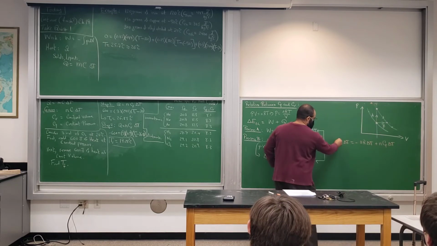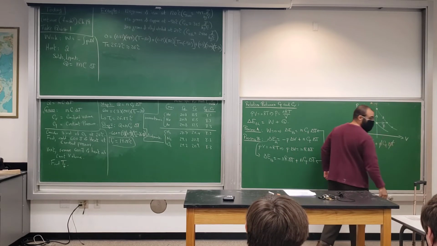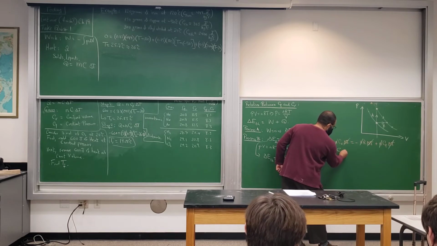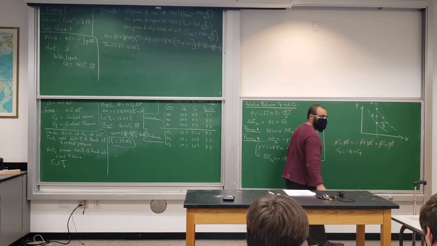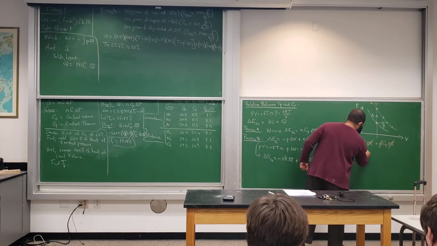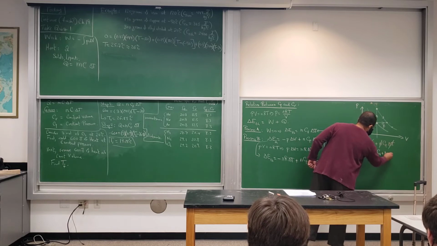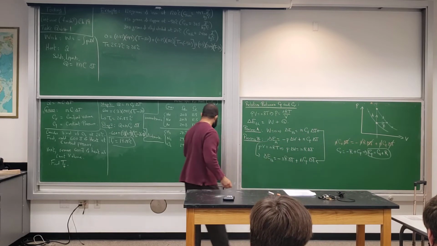Notice the n and the delta T cancel, and you end up with CV is equal to minus R plus CP, right? And so you get CP is CV plus R. So that's the result I wanted to show.